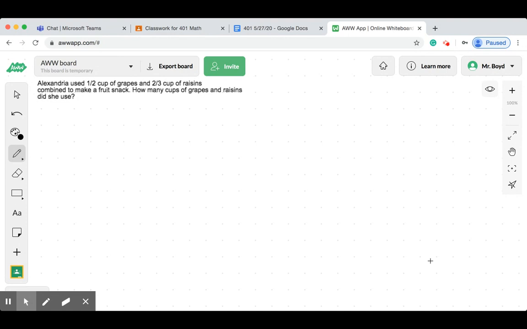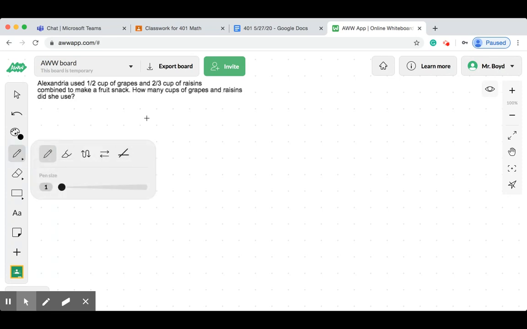Alexandria used 1/2 cup of grapes and 2/3 cups of raisins combined to make a fruit snack. How many cups of grapes and raisins did she use? So as a good reader, I will reread it again. Alexandria used 1/2 cup of grapes and 2/3 cup of raisins combined to make a fruit snack. How many cups of grapes and raisins did she use?